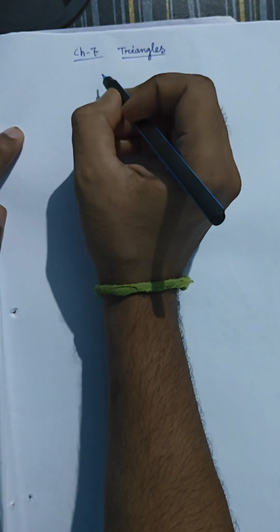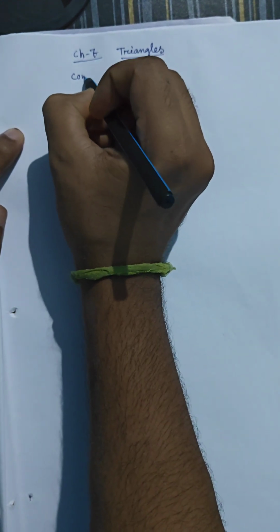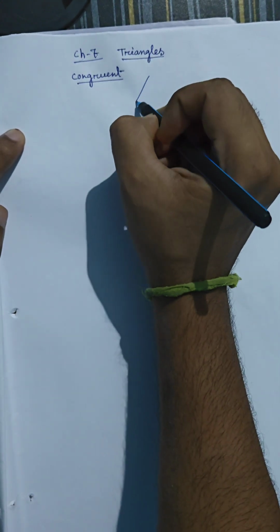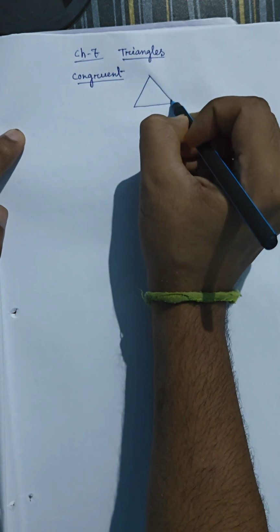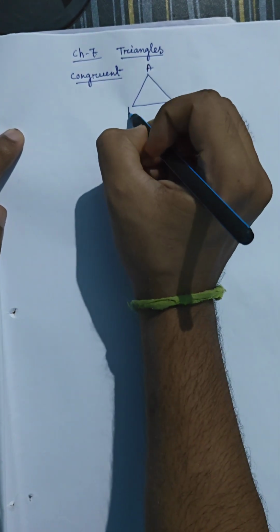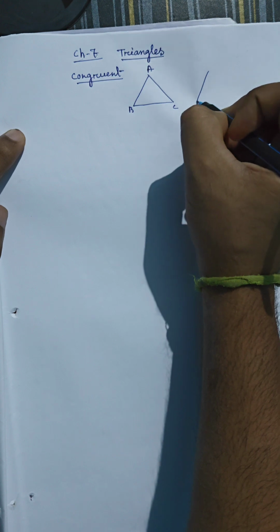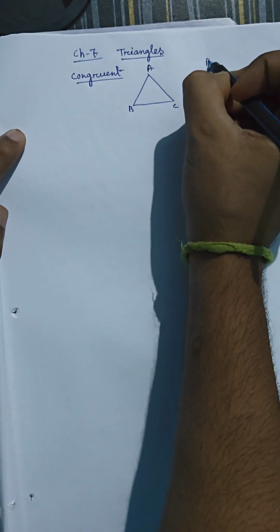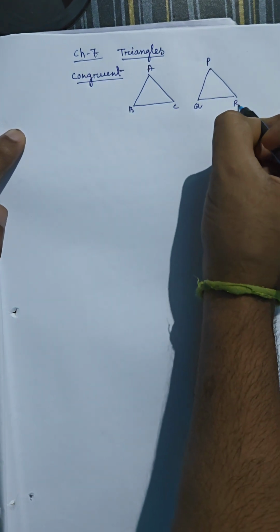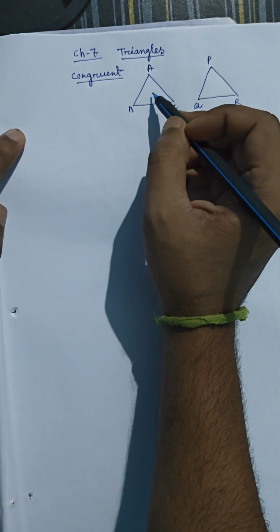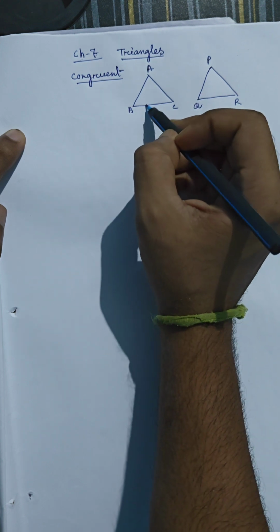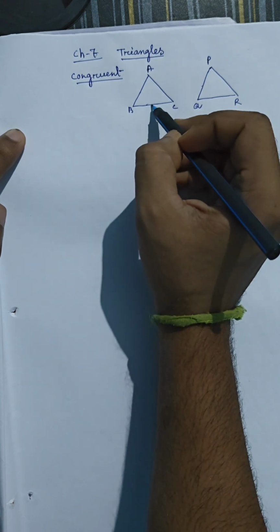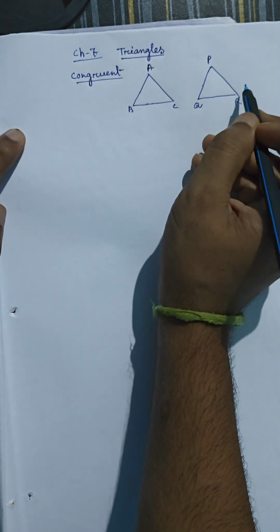So, congruent means the shape and size of two triangles must be equal. If I say ABC is a triangle, then another triangle, for example PQR, must be the same as ABC in all respects. That is, all the sides of PQR and ABC must be the same. AB must be equal to PQ, BC must be equal to QR, and AC must be equal to PR.